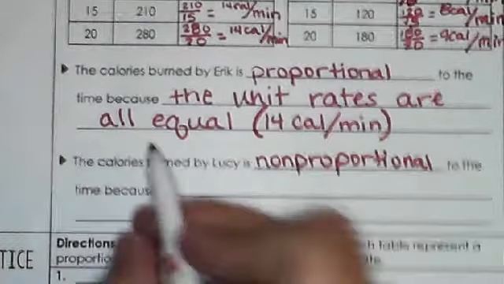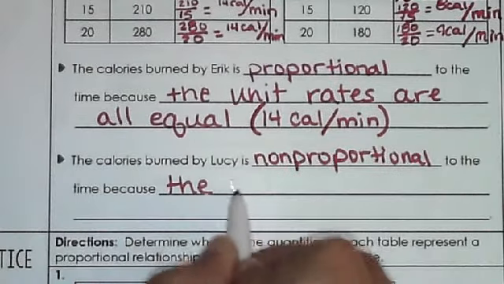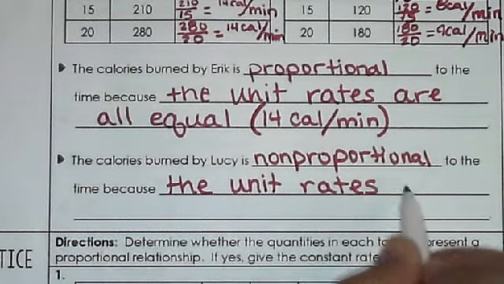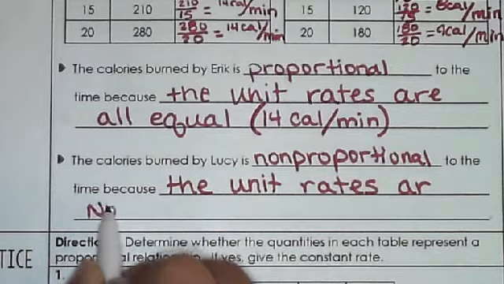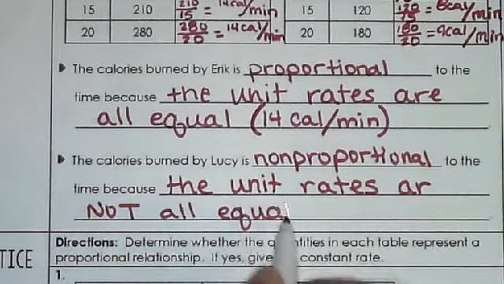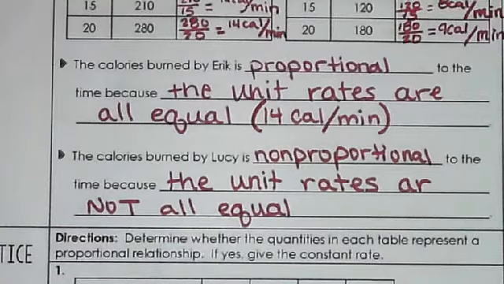to the time because the unit rates are not all equal. So as you're going through each table, you do have to divide each and every category, each and every column or table, okay? Because if even one is off, then it throws the rest of the proportion off.